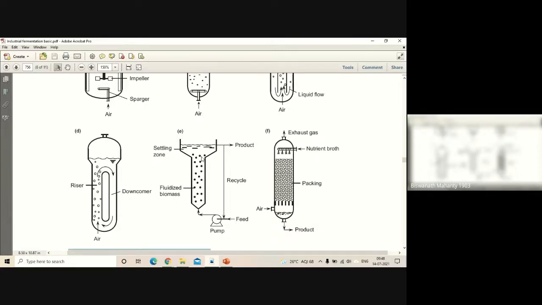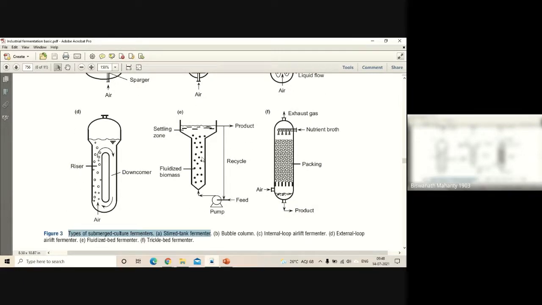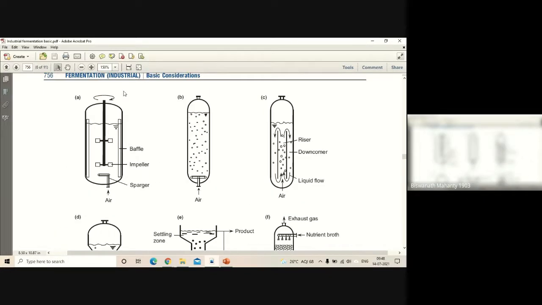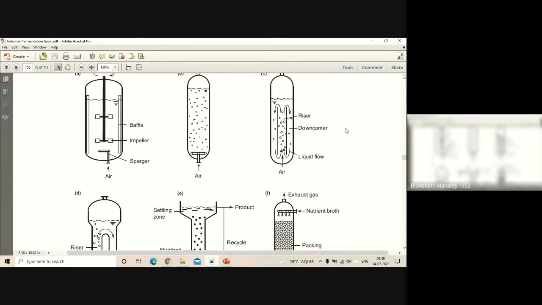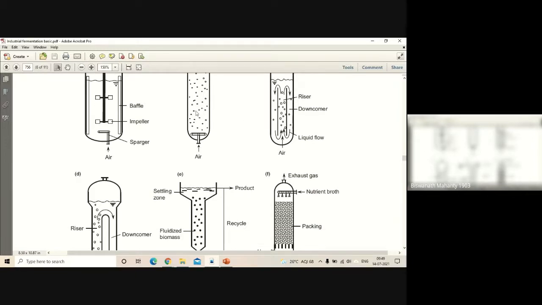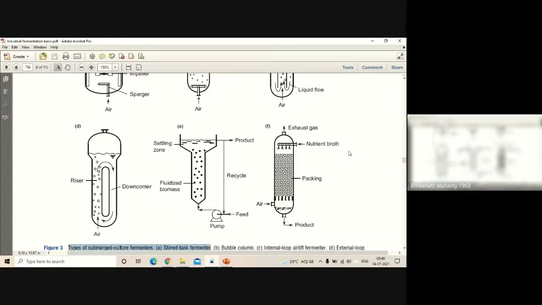So we can see the fluidized bed. Bed means the biomass is fluidized. Fluidized means flowing through, it is coming up. Fluidization process, right? So this is the fluidized bed. This is the packed bed, and this is the continuous stirred reactor. These are very widely used. These reactors are actually useful, this one and this one, where in all three cases air bubbles are there. You see, air bubble, air bubble, air bubble.